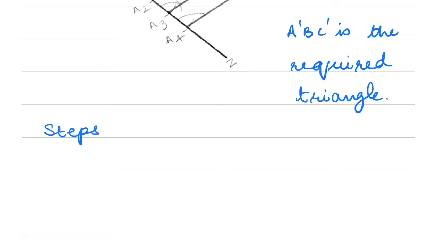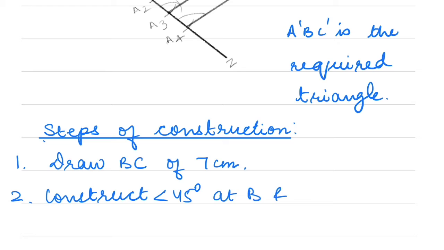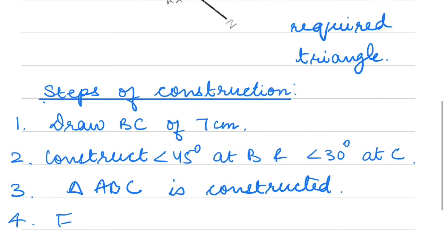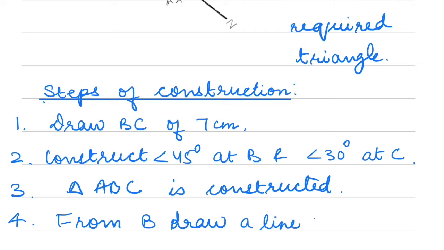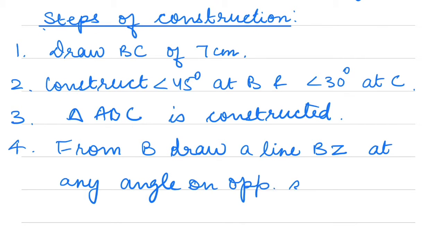The steps of construction. First step, draw BC of 7 cm. Second, construct angle 45 degree at B and angle 30 degree at C. Triangle ABC is constructed. From B, draw a line BZ at any angle on opposite side of A.